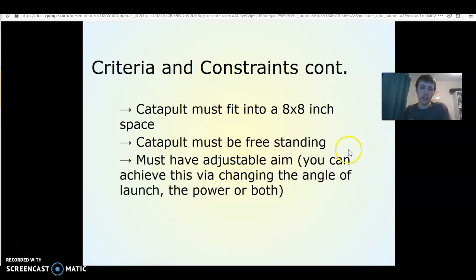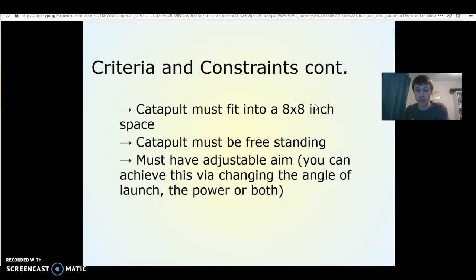3 more things to consider. Catapult must fit into an 8 by 8 inch space. So how do we do that? Well, if you take a standard piece of paper, the short side of it is 8 inches. So 8 by 8 by 8. 8 in every direction. So think of it like a cubic space. Shouldn't be too hard. We don't want it to be too big. And catapult must be freestanding, so you can't be holding it up with your hands. It's got to stand on its own when you go to fire it.